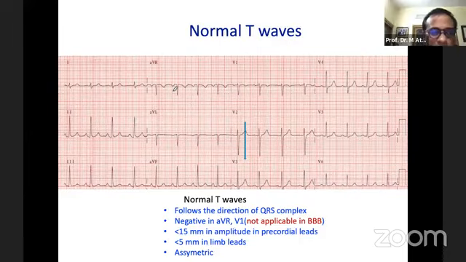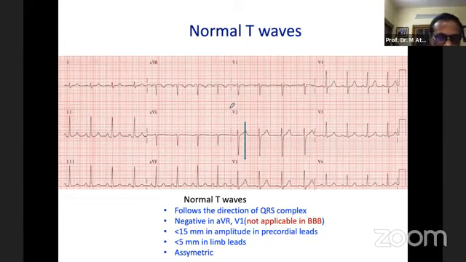There is some information about normal T waves. Normally the T wave follows the direction of the QRS complex, the same direction. The dominant component of the QRS complex moves in which direction the T wave moves. For example, in lead 2 the QRS is upright, so the T wave is upright. In AVR, the QRS complex is downward, so the T wave is downward. So this is the basic concept, that the T wave follows the direction of the QRS complex.